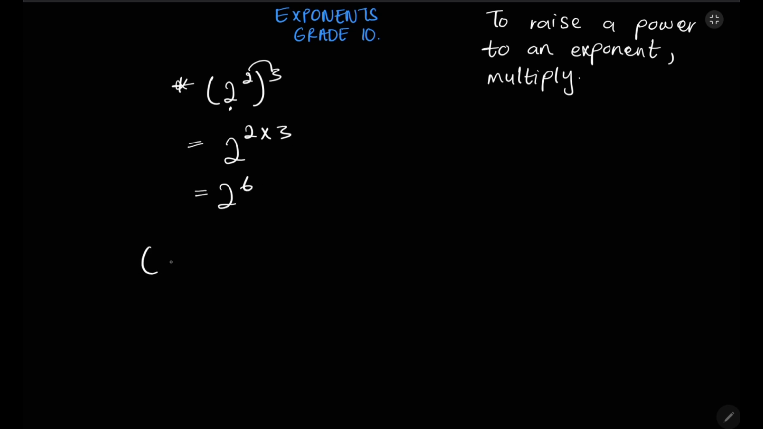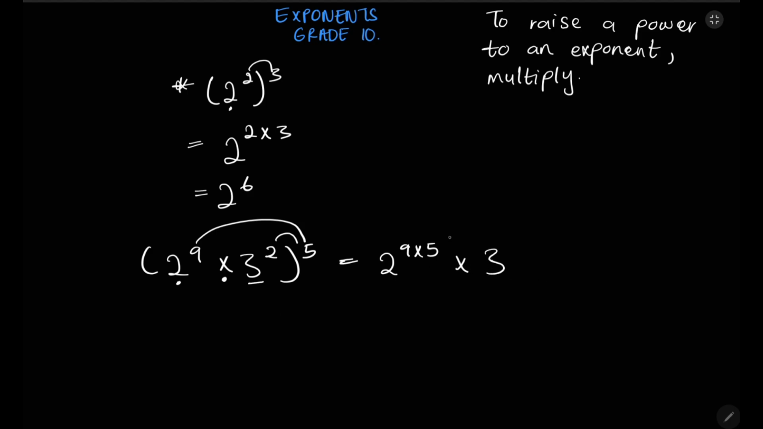Now what if you had, let's say, 2 to the power 9 times 3 to the power 2, and outside the bracket you have 5. We start with the first term, 2 to the power 9. So we write down our base, which is 2. Then 9 times 5, let's show our working. Then we write down our base 3, and 2 times 5. What is 9 times 5? 45. What is 2 times 5? 10. Okay, that is how you work out this one, raised to the power 5.